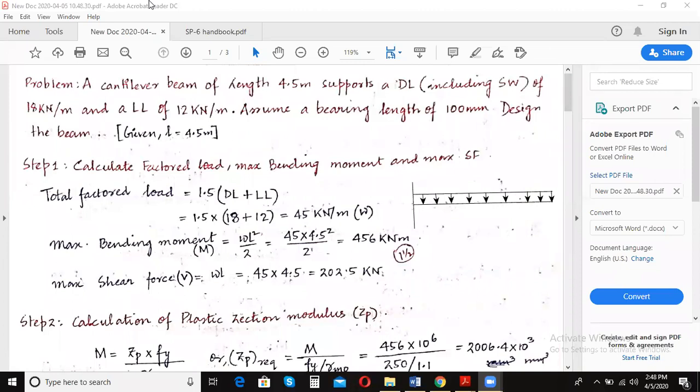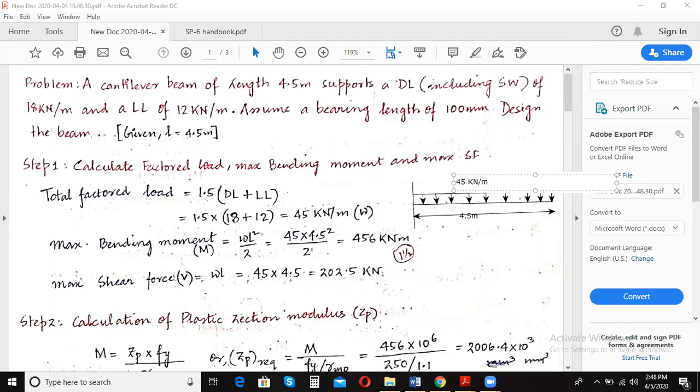Okay, and we have to calculate the factored load which is acting on the beam. So this length is given. How much is this? This is 4.5 meters. So what is the factored load that is acting on the beam? It is equal to partial safety factor into dead load plus live load. Dead load is given as 18 kilonewton per meter and a live load of 12 kilonewton per meter is given. So you add up these two loads and multiply it with the partial safety factor and we are getting it to be 45 kilonewton per meter, right?